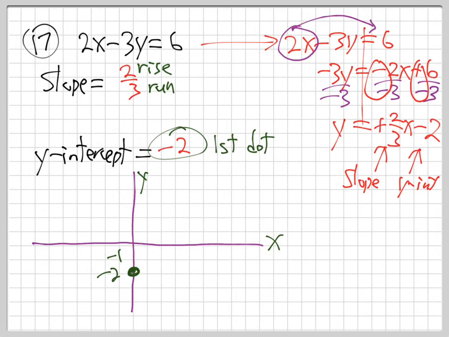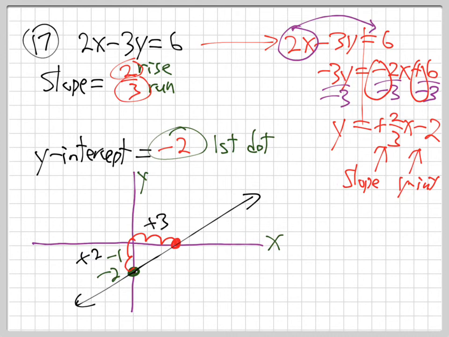And then from there, we march off the slope, rise over run. So go up 2 over 1, 2, 3. There's the second dot. Connect the dots. We got our line. We went up 2 over 3. And we got it. So it's a long section.